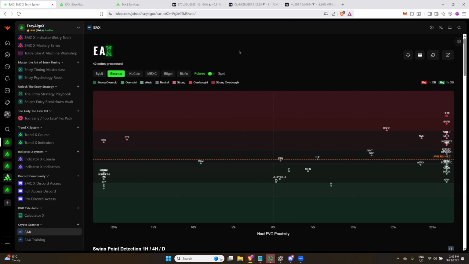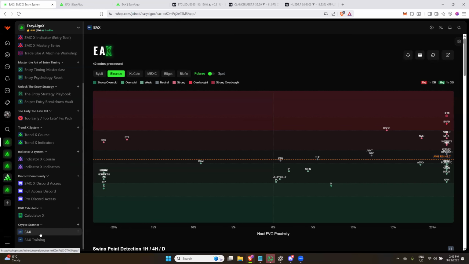How it works, of course, once you've arrived, everything exists inside the WAP. Your indicators, when you're looking to claim them, are in the WAP. This EAX tool is inside the WAP. All the lessons are inside the WAP. So whenever you're looking for something, just go have a look at your Easy Algo subscription and you'll find whatever you need there.